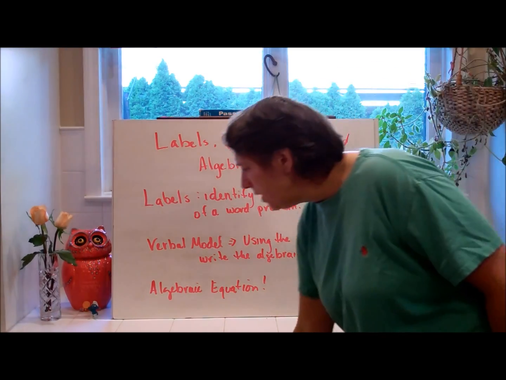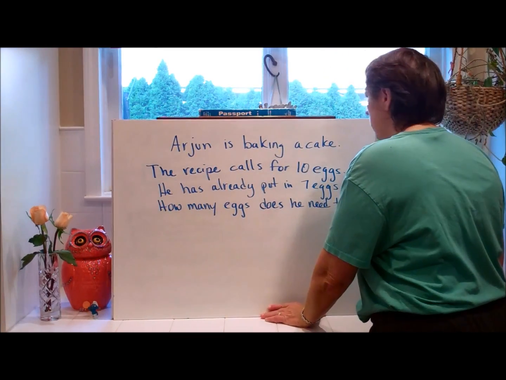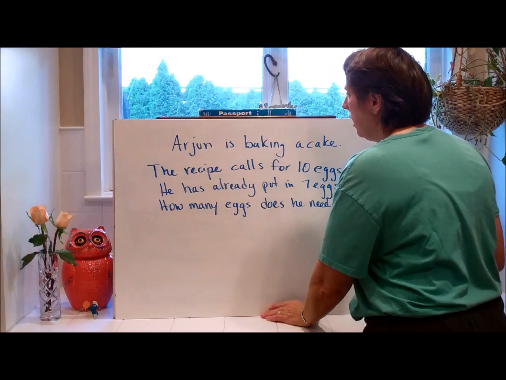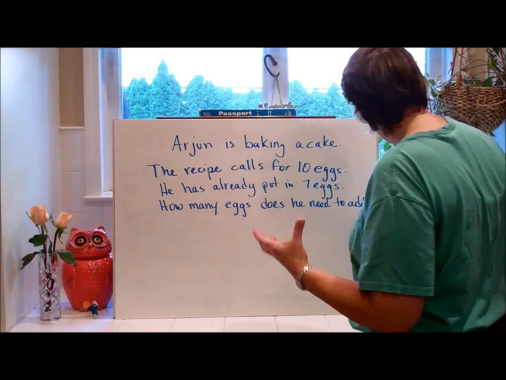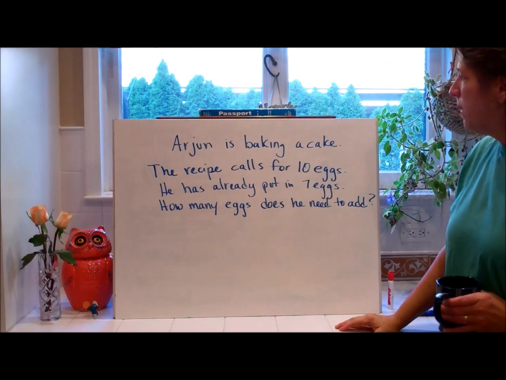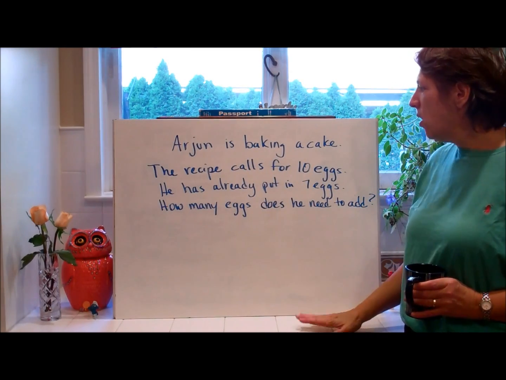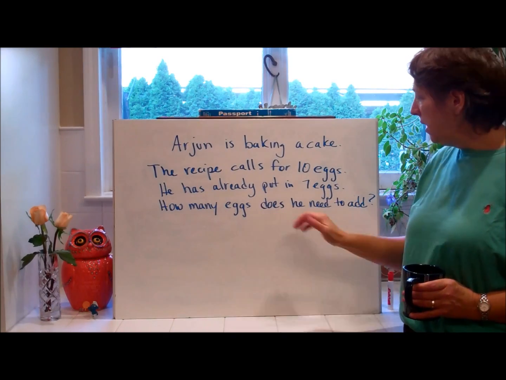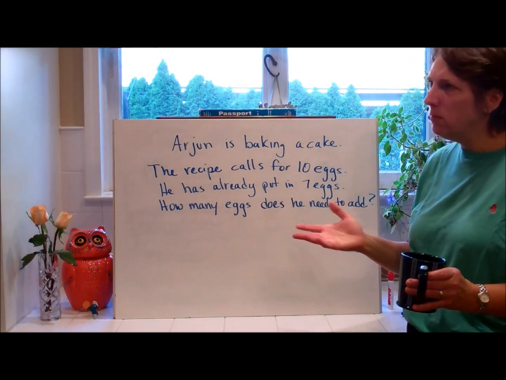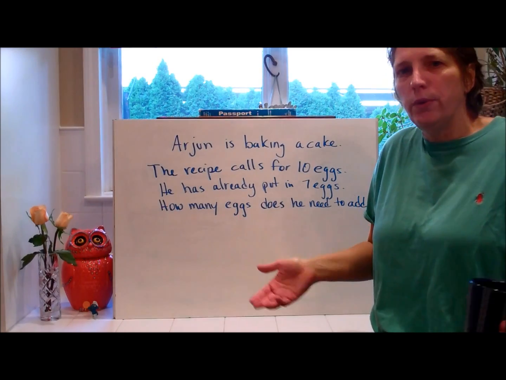I want you to pause the video and write this word problem down. It's easy. You know the answer, but remember, the answer is not the focus. So, Arjun is baking a cake. The recipe calls for 10 eggs. He has already put in 7 eggs. How many eggs does he need to add? No, Mrs. Cohen, I already know the answer. It's 3 eggs. Well, of course you do.